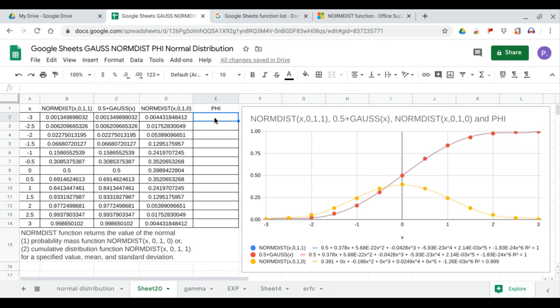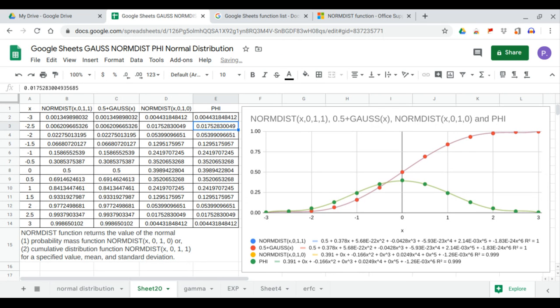Next, we use the phi function to generate the same dataset. Array formula, phi of the x values. So here we have the trend line of the phi function and the probability mass function, and the trend line of the cumulative distribution function. We also have the trend line equations using polynomial regression to the sixth degree.